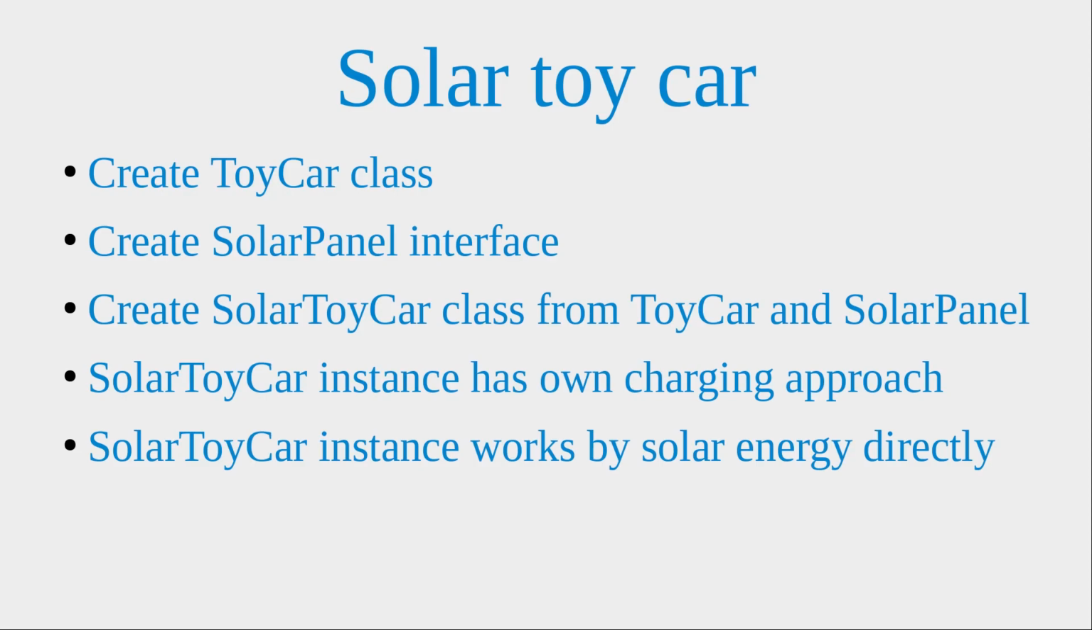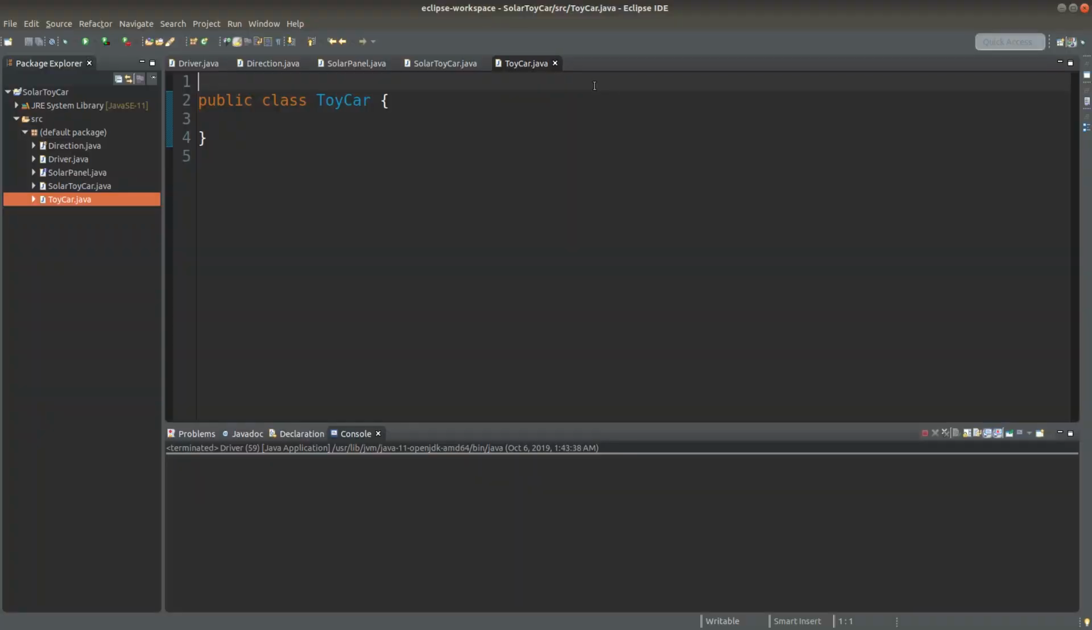In my solar toy car implementation, the instance coming from this class can have its own charging approach, which is different from that of the conventional toy car. And a solar toy car instance can also work with the solar energy directly, which is a different approach of using energy than the way for the toy car class. Now let us see the implementation.